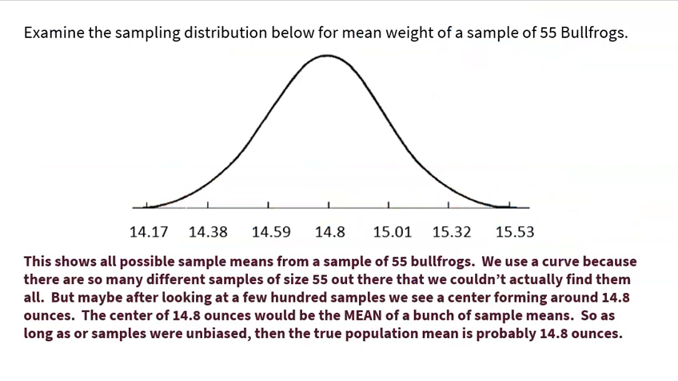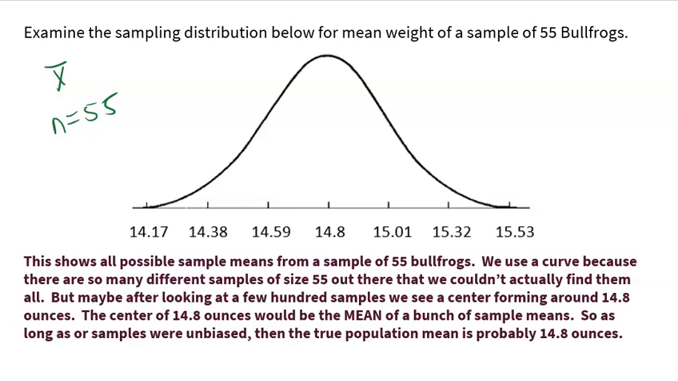So here is the sampling distribution for the mean weight of a sample of 55 bullfrogs. So this is a sampling distribution looking at the mean, and we used sample size 55 bullfrogs. Now, remember that we learned, this video does connect to the previous video, the sampling distribution shows every single possible sample of size 55. Well, that's a lot. There are lots of bullfrogs out there, and there have got to be billions of samples of size 55. So I can't actually do it, but we could use a model. And because of the central limit theorem, we know that that model is going to be normal.